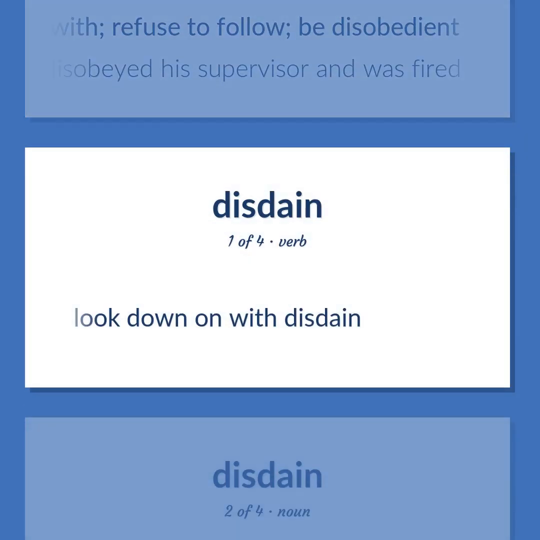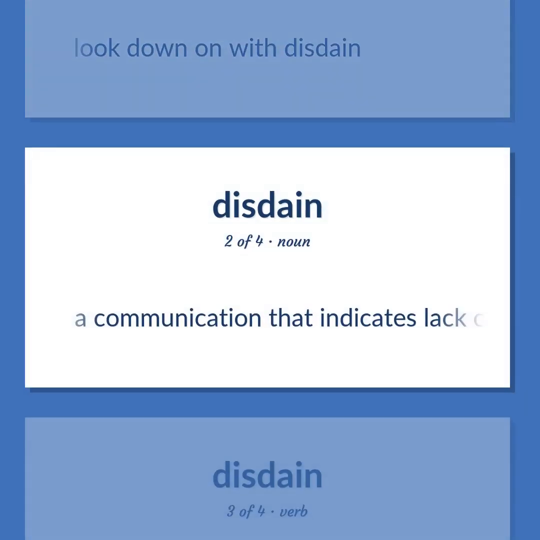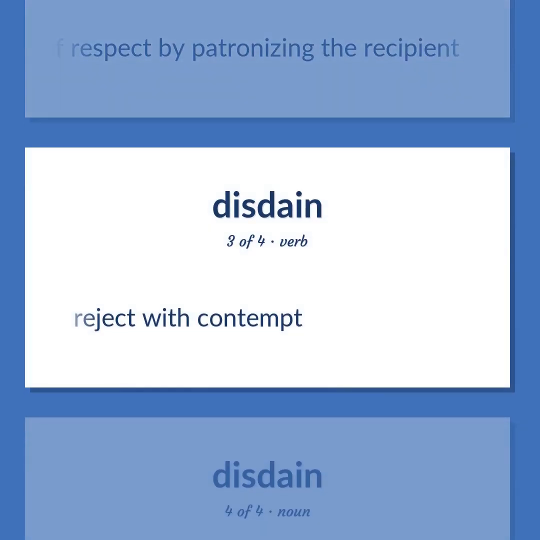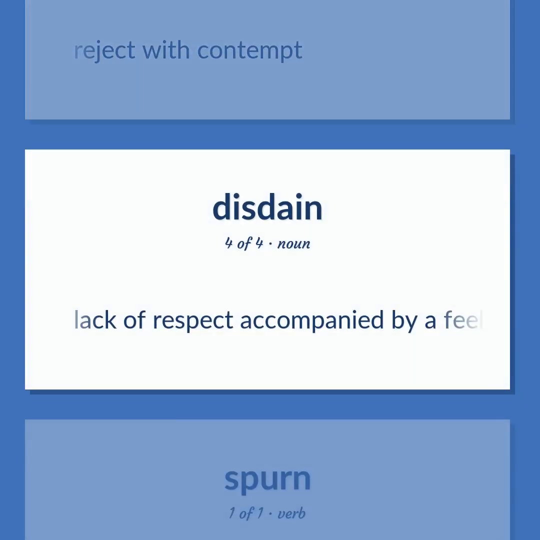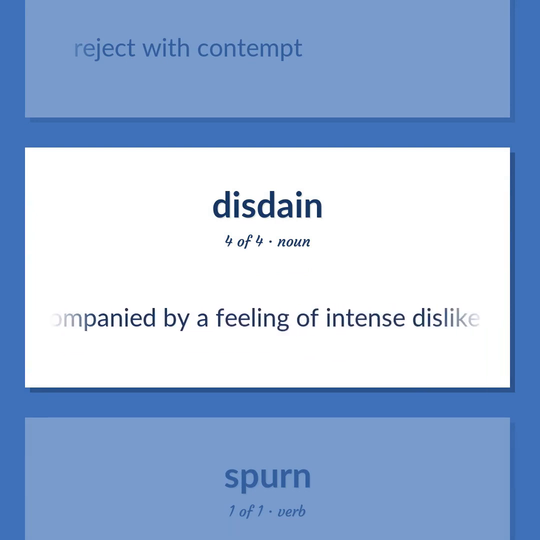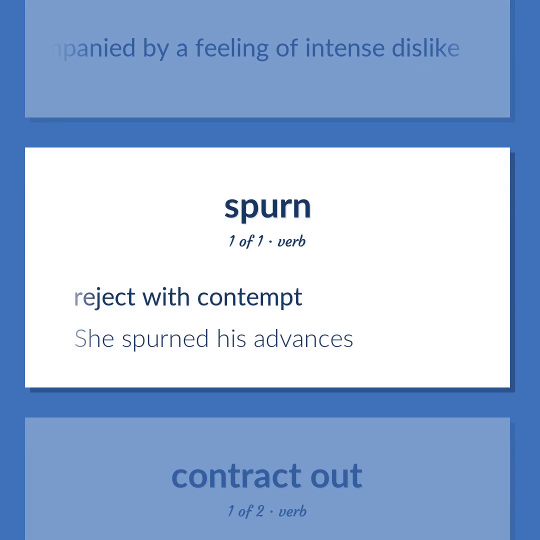Look down on with disdain. A communication that indicates lack of respect by patronizing the recipient. Reject with contempt. Lack of respect accompanied by a feeling of intense dislike. Reject with contempt. She spurned his advances.